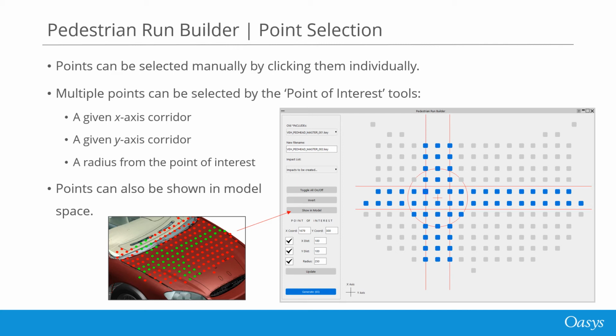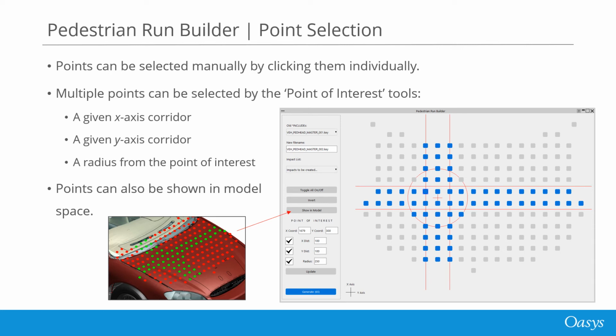And the way they work is that we would identify a point of interest using the inputs for X coord and Y coord towards the bottom part of the menu. They're shown in the GUI as that red cross. We can then identify corridors, a given X or Y distance from our point of interest, and any impact within those corridors will be selected for reproduction. That's what you can see there as that sort of cross shape on the screen. Additionally, we can define a radius, in this example 250 millimeters, about our point of interest, and anything identified within that radius is also selected for reproduction.